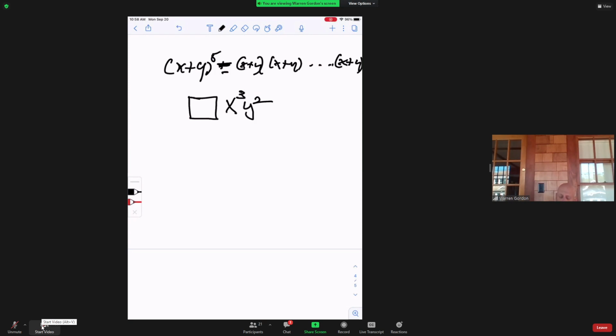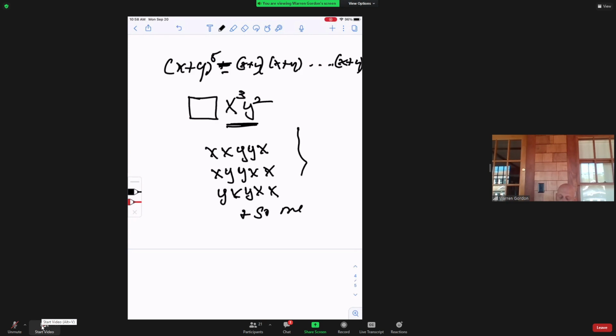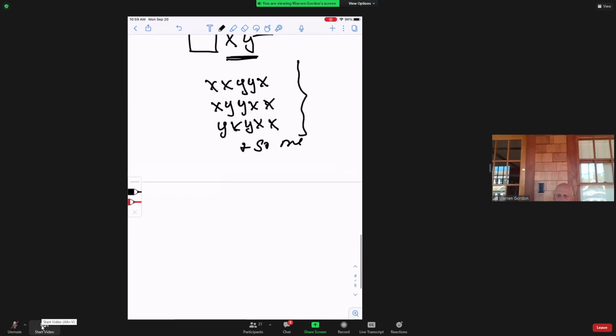Suppose I wanted to find this term. Well, when you do the multiplications, there are lots of ways of getting x cubed y squared. You can get x times y times x. Or you can get an x times y when you're doing the cross multiplications. Or a y times an x times an x. Or you can get a y and an x, a y and an x, and an x, and so on. But notice, if you look at every one of these things, there are 5 positions, and in these 5 positions, how many of them have to be an x? 3. So the total number would be 5 choose 3.